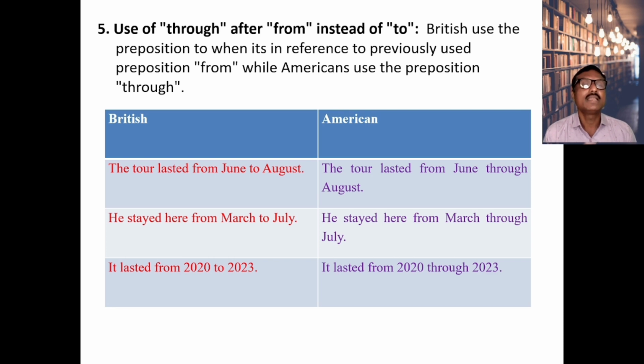See the examples. The tour lasted from June to August is British, while Americans will say the tour lasted from June through August. He stayed here from March to July. He stayed here from March through July. It lasted from 2020 to 2023, while Americans will say that it lasted from 2020 through 23. So this was all about British and American English. I hope you have understood things and liked these things. You can write your answers in the examination if you listen to this video once, twice, or 3 times.